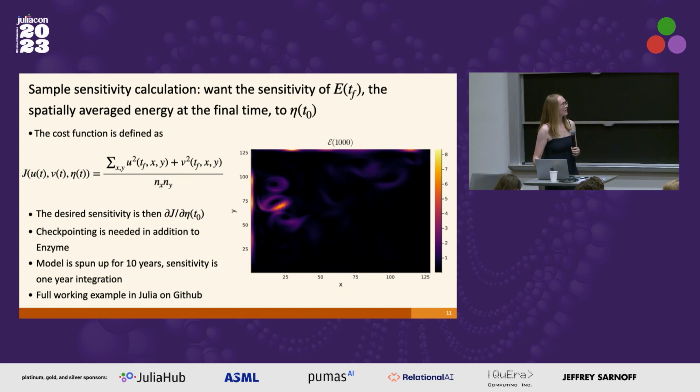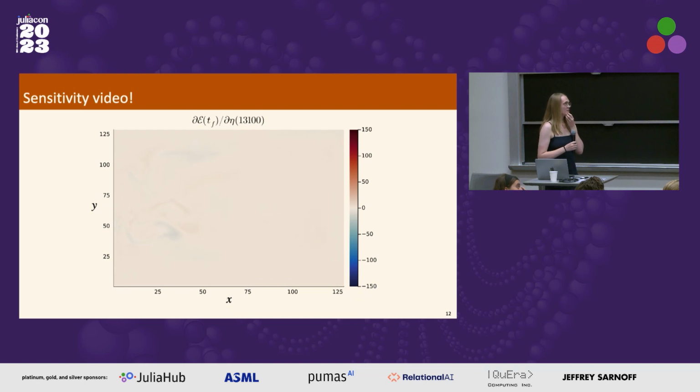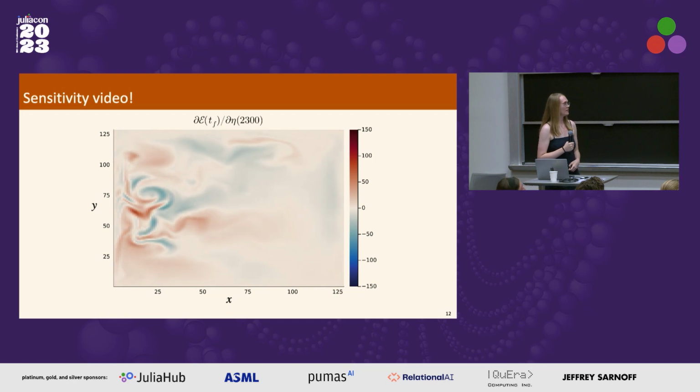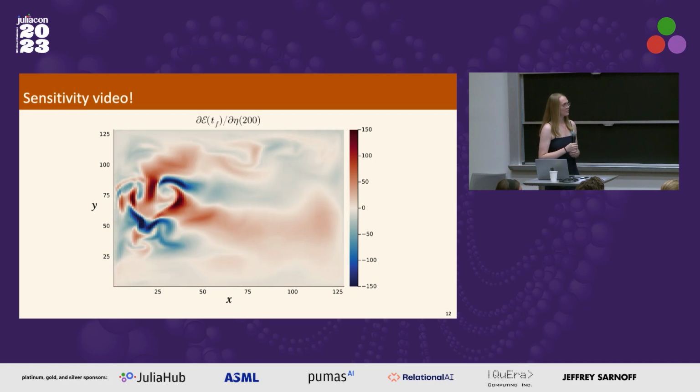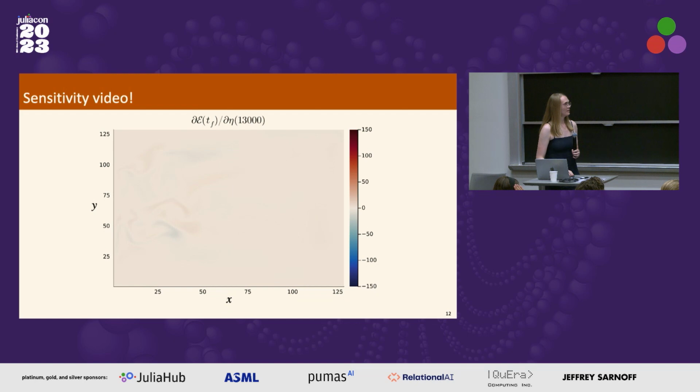And so what does Enzyme and checkpointing give us? It gives us a nice little sensitivity video. So this is moving backwards in time, the derivative of the spatially averaged final energy to eta of t. Each frame is just a different adjoint field. And as we move backwards in time, we see the sensitivity. So this is kind of the goal.